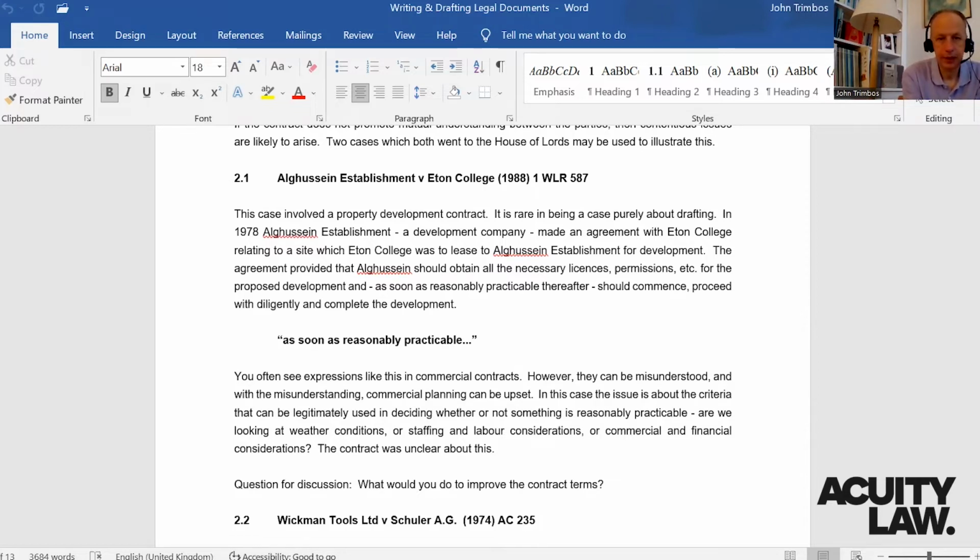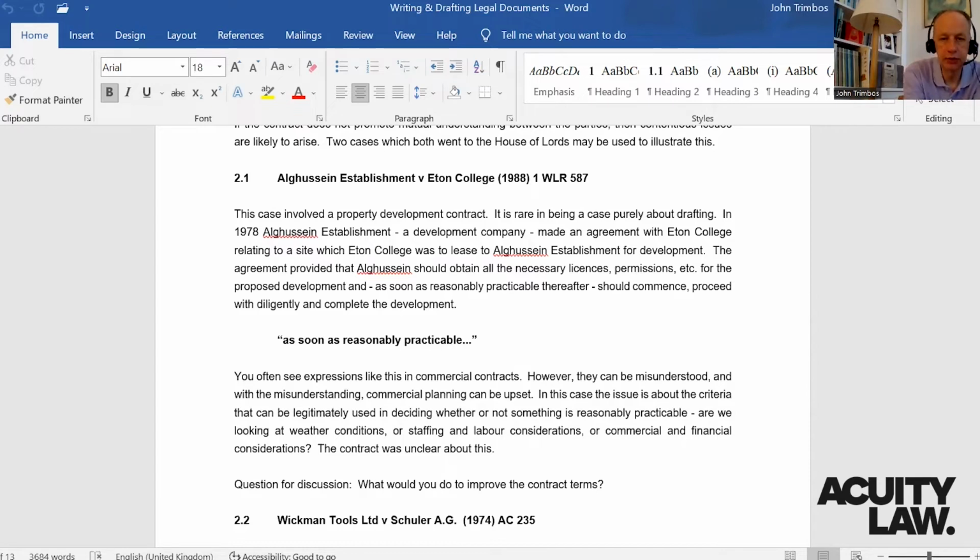So, property development contract, two parties. Al Hussein Establishment was a property development company, and it was incorporated in some offshore jurisdiction for tax purposes, so that's why it had that funny name, Establishment. And then we have Eton College. So we have, world famous public school, our current Prime Minister's old school. And I didn't go to Eton myself or anything like it, but I'm guessing that Eton is a very well-endowed institution that is very wealthy and owns a lot of land. It certainly seems to own a lot of land around North London, where I live.